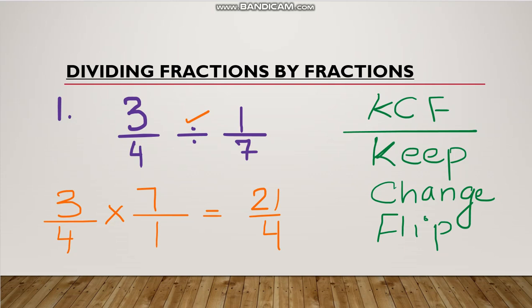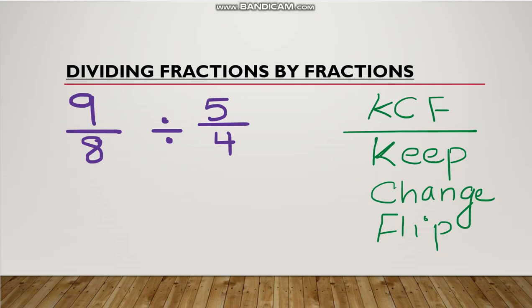Let's take a look at another example. Okay, so let's take a look at the second question, that is 9/8 divided by 5/4. So once again, the formula is KCF, where K stands for keep. So I'm going to keep my first fraction as it is. Change means changing the division sign to a multiplication sign. And F here stands for flip. The 5 goes in the bottom and the 4 comes back on the top.